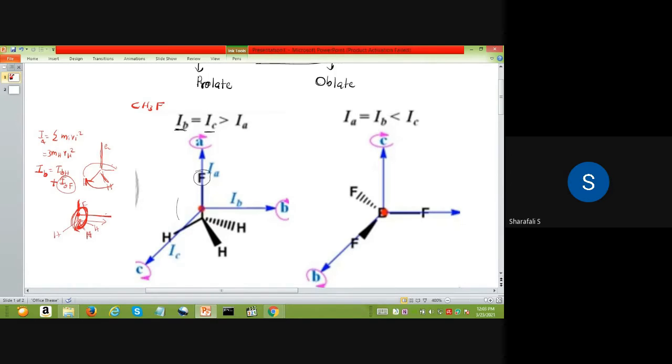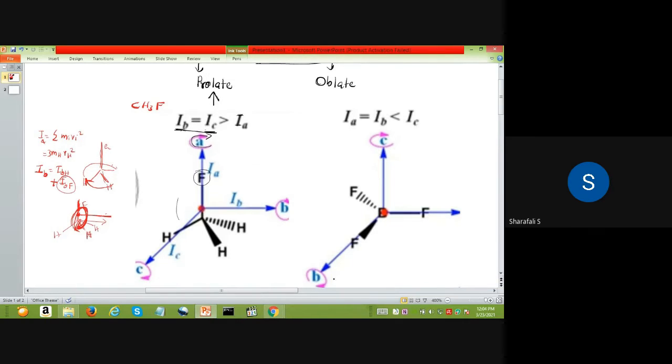So in that case, I_B equal to I_C, okay, and that is greater than I_A. That's why I put A as this axis, because with respect to this axis, I am having the minimum moment of inertia. That will be my A axis. So this kind of molecules which are having I_B equal to I_C, and which is greater than I_A, are known as prolate molecules.